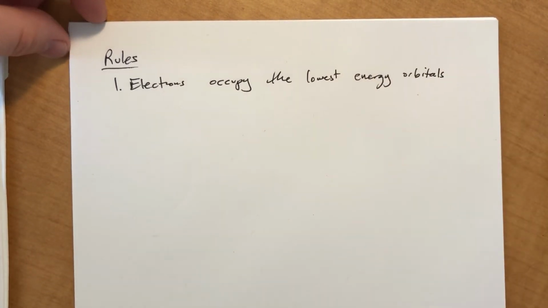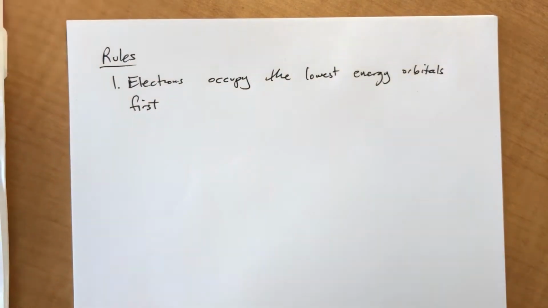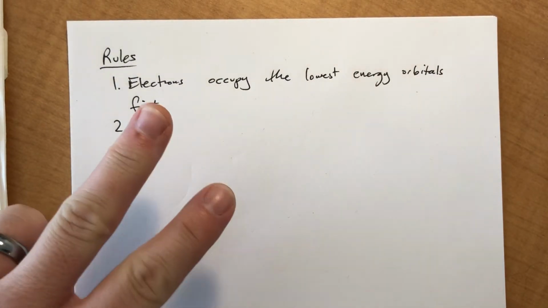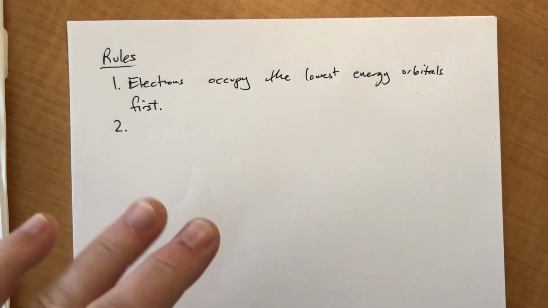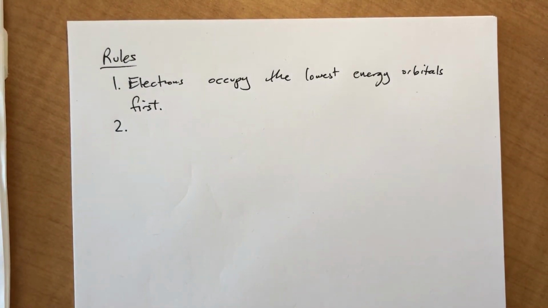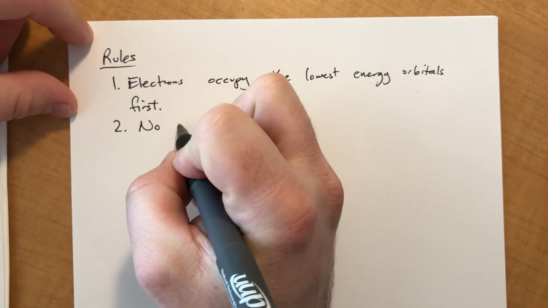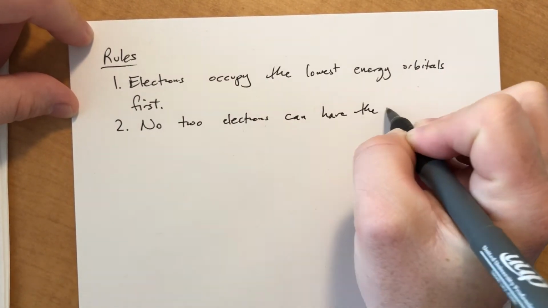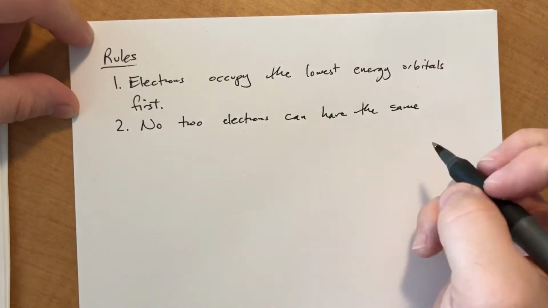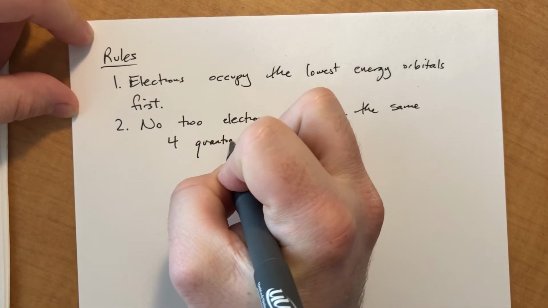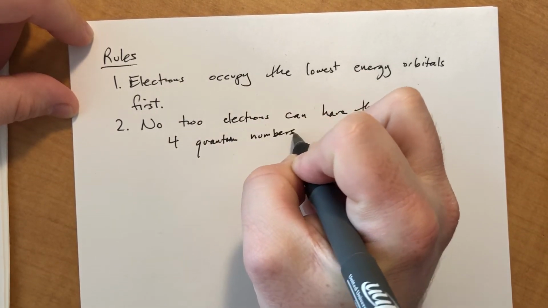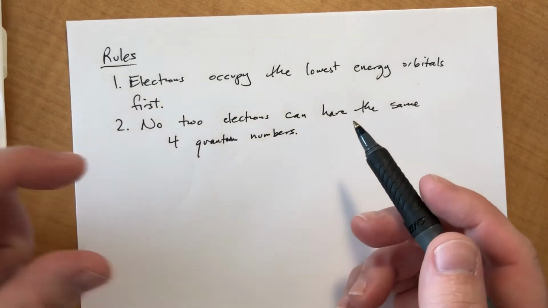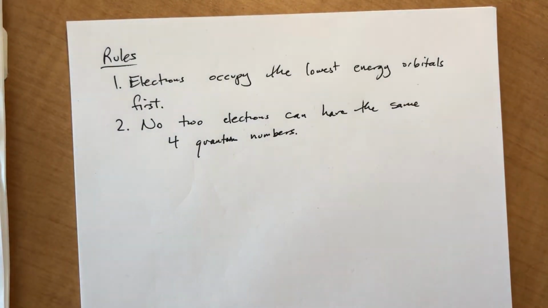Now, this leads to the question of how do we know which ones are the lowest energy? That's actually slightly complicated, but that's okay. We'll get to it in a second. The second rule is that no 2 electrons can have all 4 of the same quantum numbers. They can have 3 of the 4 the same, but it has to be a unique combination of 4 quantum numbers. So no 2 electrons can have the same 4 quantum numbers. This is true for electrons in the same atom. If you had 2 carbon atoms, an electron in one carbon and an electron in another could have the same 4 quantum numbers.